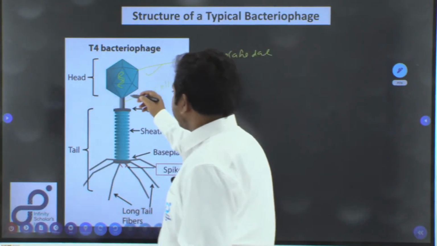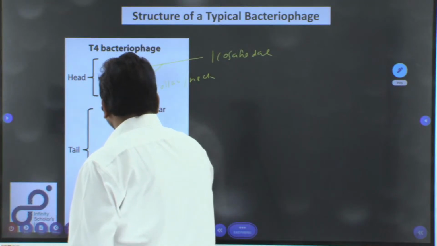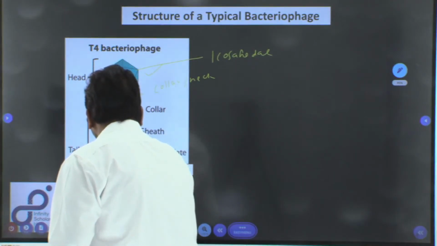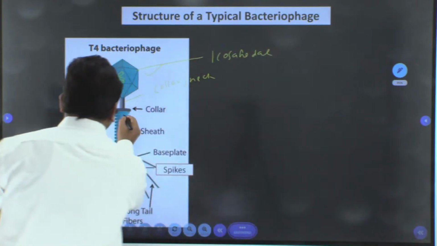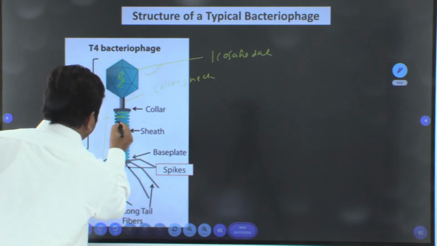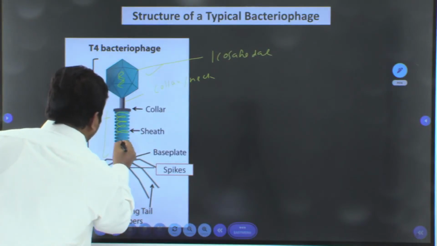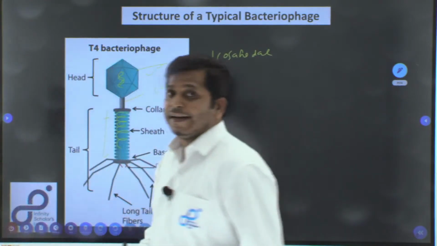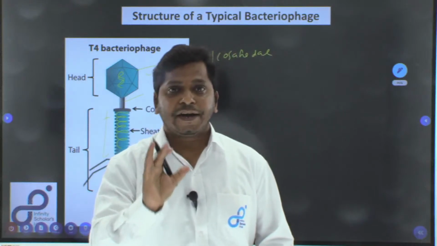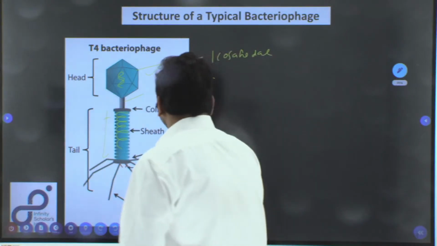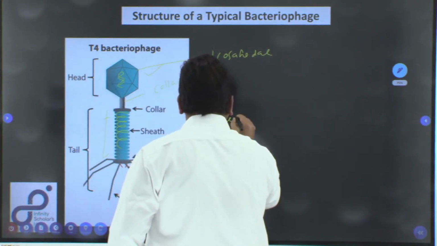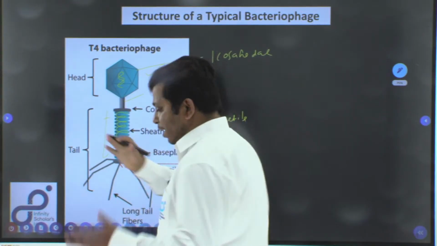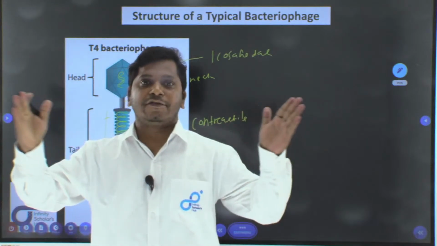The head is connected to the neck, and the neck is connected with the tail. As you can see, the tail is covered with a sheath. Sheath means it's covered with a protein-like covering, and the sheath is contractile in nature. Please remember this, it is very, very important. This is a contractile sheath. Contractile sheath means it has the ability to contract as well as relax.